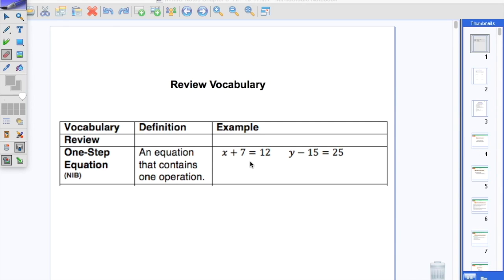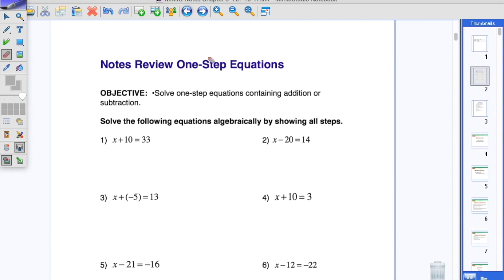We're going to start Chapter 8 by reviewing some vocabulary that you learned in 6th grade, and that is a one-step equation. That's an equation that contains one operation. So in our example, we have x plus 7 is equal to 12. We have one operation in there, and that is adding. And then on the next example, it's y minus 15, which gives you 25, and the operation is subtraction. So just a review of one-step equations containing addition and subtraction.